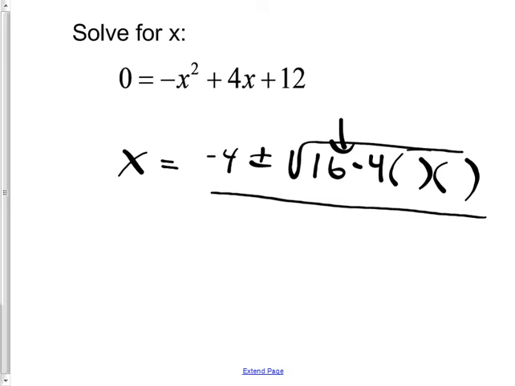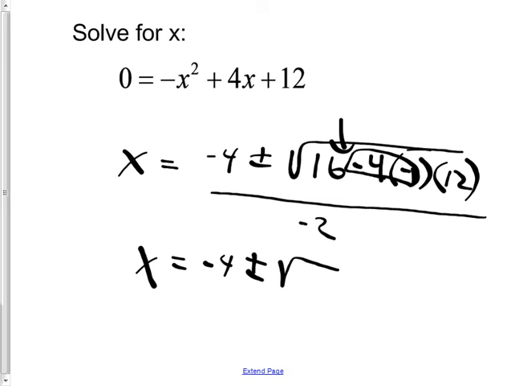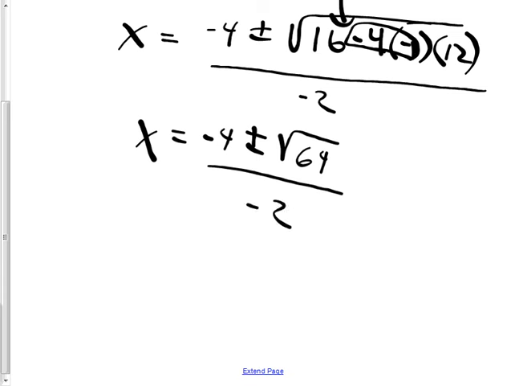All over 2a, 2 times negative 1 makes negative 2. So final x equals negative 4 plus or minus the square root of, negative 4 times negative 1 times 12 is 48, and there's two negatives in here, makes it plus. 16 plus 48 is 64, and that's a key, because then you go, oh, square root of 64, I know that. That's just 8.